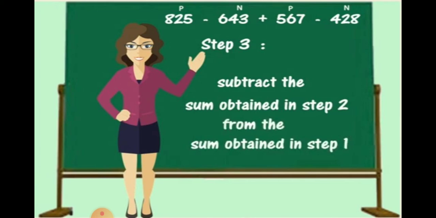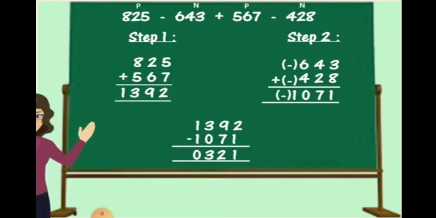Step 3, subtract the sum obtained in step 2 from the sum obtained in step 1. So here you can see in step 1 we got 1392, in step 2 we got 1071. So we will subtract the sum that we got in step 2 from the sum that we got in step 1. Okay, so here you can see how your answer is calculated. 1392 minus 1071 gives us 321.